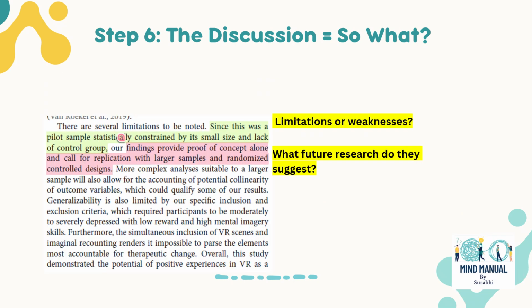Now, if you want to dig deep, you can also look for limitations and weaknesses, which are also mentioned in the discussion section. And what future research do they suggest? Like if they have mentioned that they used a small sample size, maybe 10 or 15 people, and they suggest that to prove their research is right and they'll get the same result on a broader population, or this treatment should be used in a broader population.